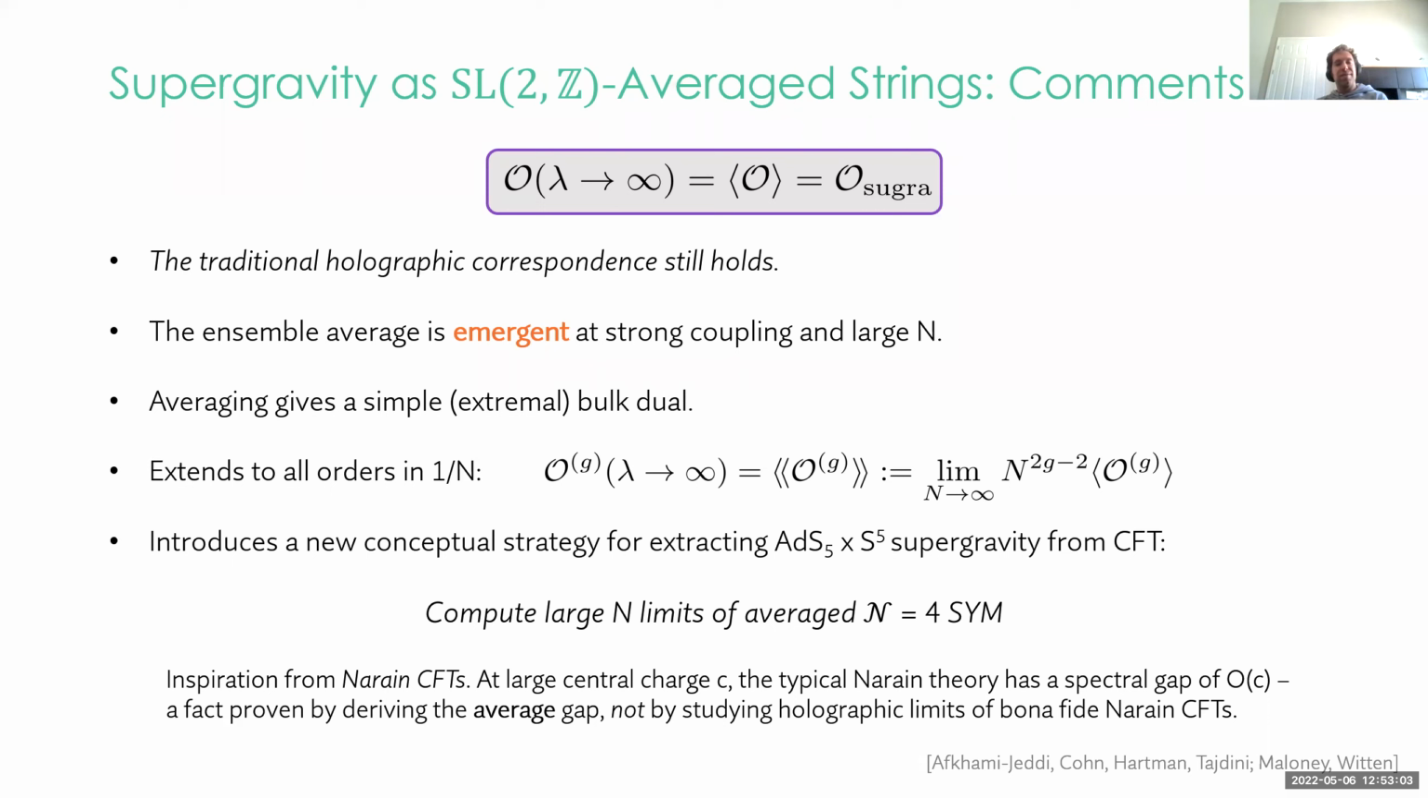This maybe is not feasible, but one reason that this seems worth thinking about is that in Narain CFTs in 2 dimensions, it was recently proven that the average spectral gap is of order c, but it was proven not by studying holographic limits of individual Narain CFTs, but by deriving the average gap and using the fact that the measure over this moduli space is positive. And so the typical theory has this gap, and therefore it is possible to have that gap, right? So is there some way to compute averaged quantities in N=4 directly and then infer these types of statements from that? That would be nice.